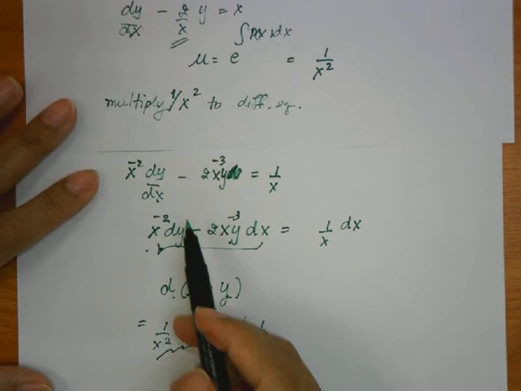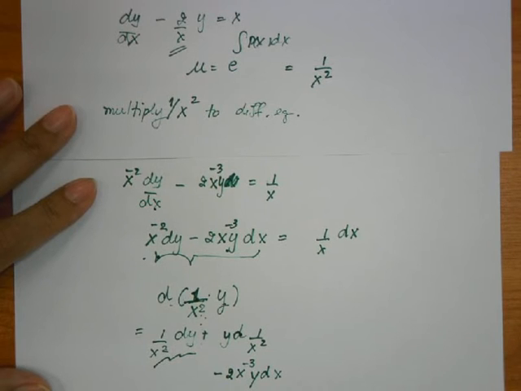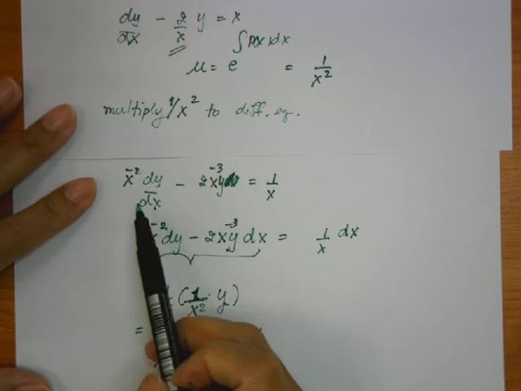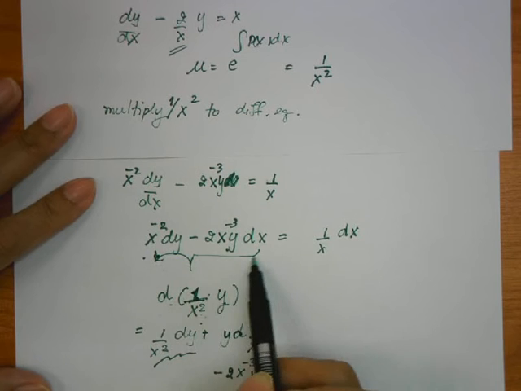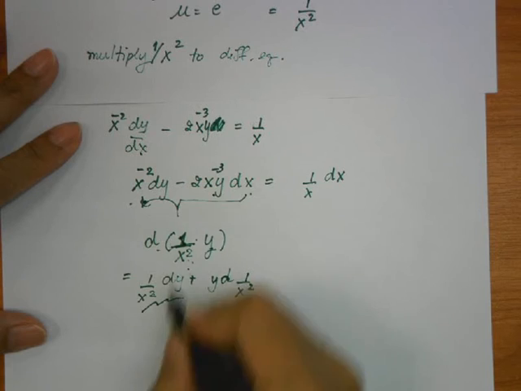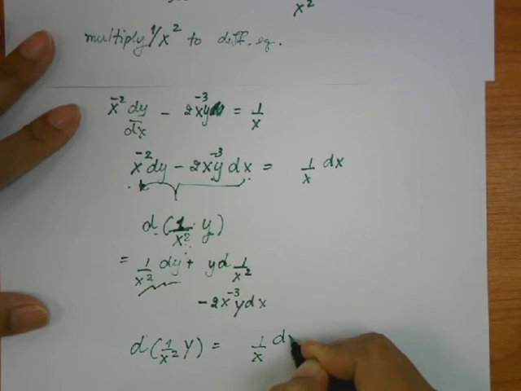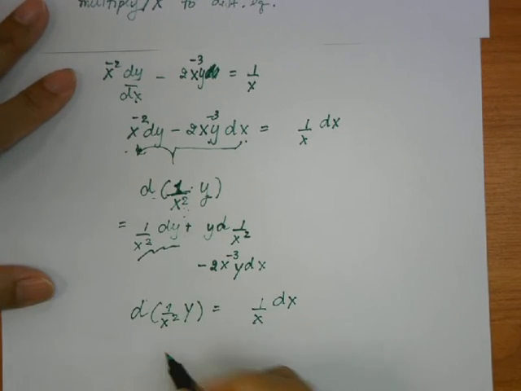So that's why, when you come to this point, if your integrating factor is correct, under this condition you would know that this term is equal to the differential of the integrating factor times your dependent variable. So I would say that 1 over x squared times y is equal to the integral of 1 over x dx. And then you integrate both sides.